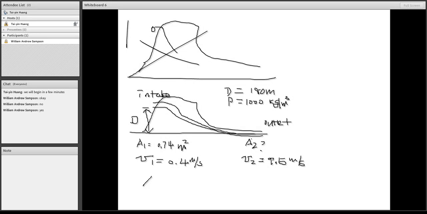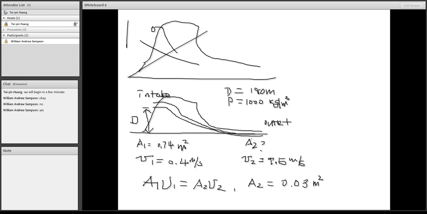So what we can do is just use A1 B1 is equal to A2 B2. When you plug in all the numbers, you'll be able to figure out the A2 value. After you do the calculation, that will give you 0.03 meter square. So this is simple. If you're asked to find the cross-sectional area, you can just use the continuity equation. Now, what is the pressure difference? How do we figure out the pressure difference?